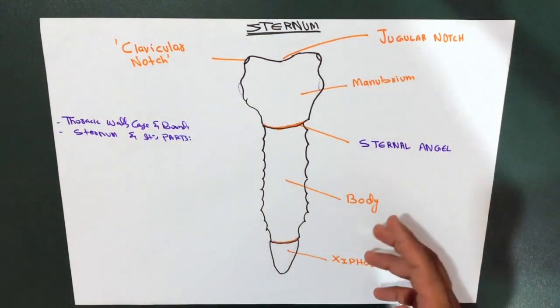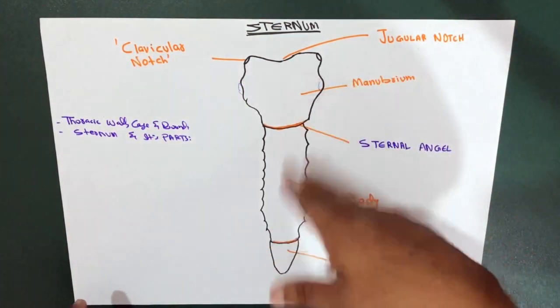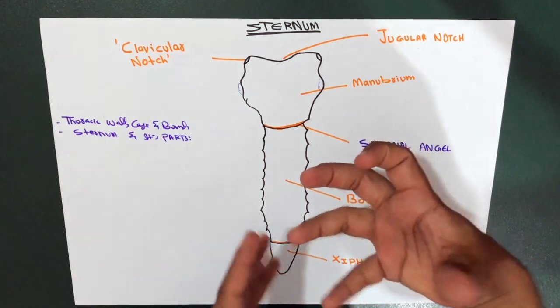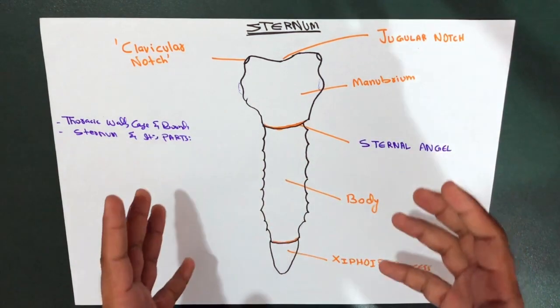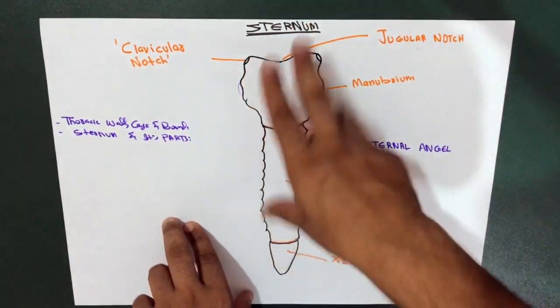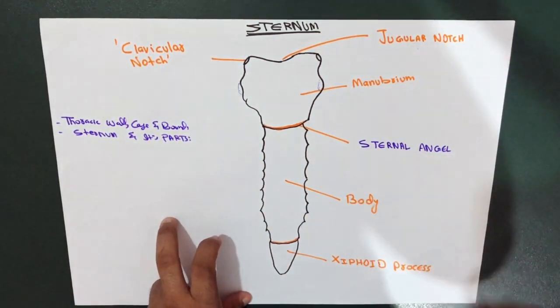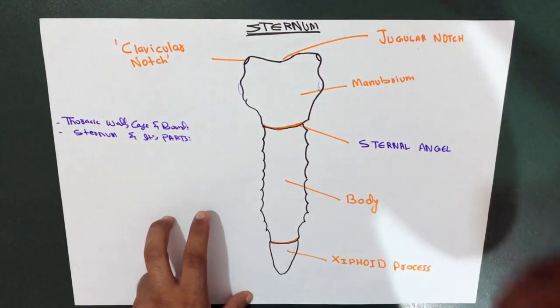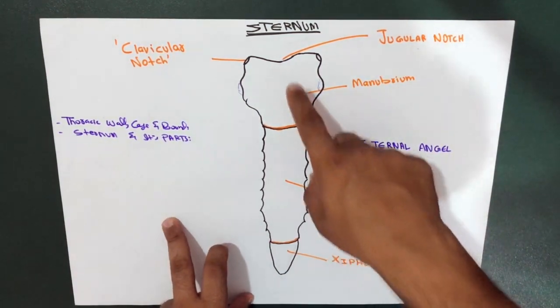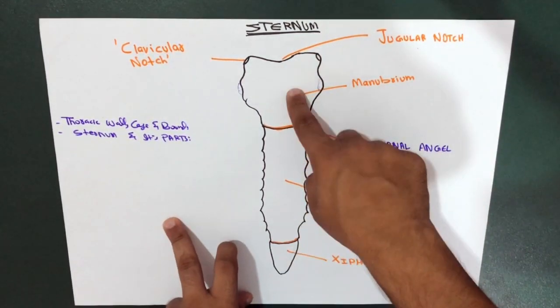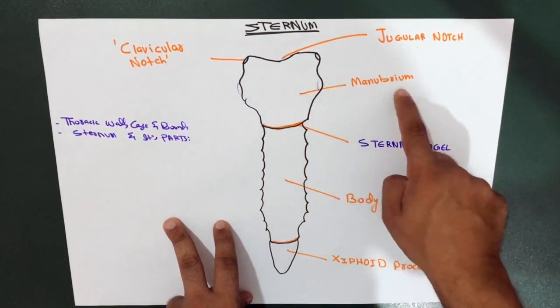All right, let's start with our sternum, which lies in the midline of the anterior chest wall, which we have already seen. It's actually a flat bone. It's not that flat, but we consider it a flat bone according to a book called Snell. We have taken the reference from that book. The sternum is divided into three parts: the upper part, which is the manubrium.